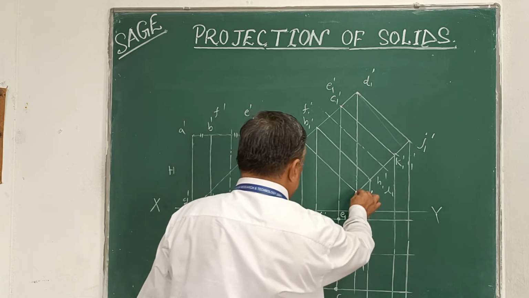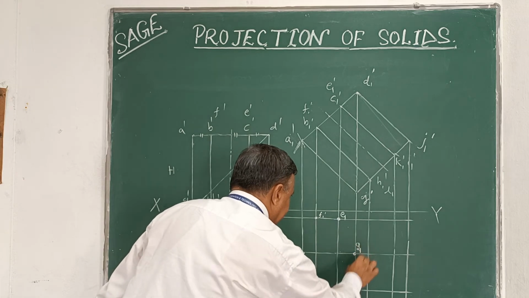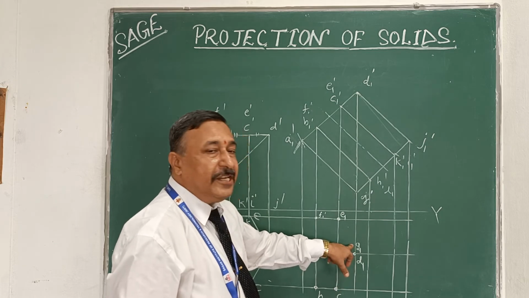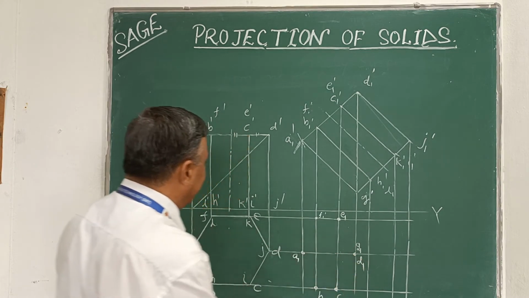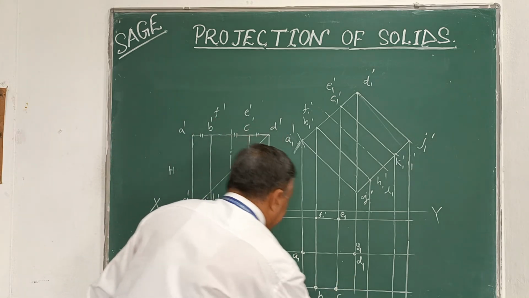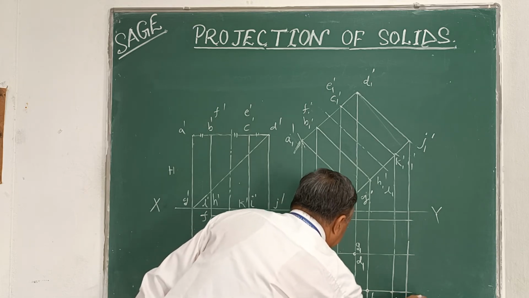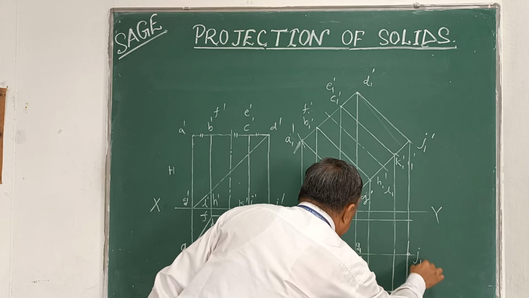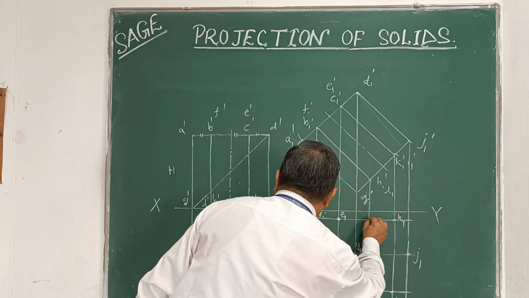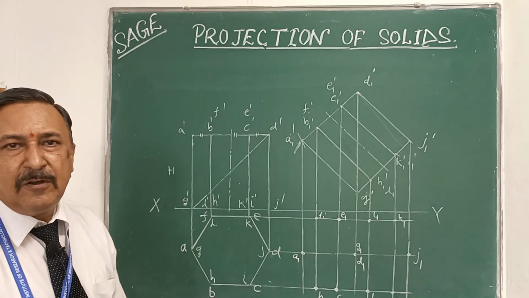Now next, this point is G1. Means what? D and G are on the same position, on the same projector. Now like this, this point is H1, this point is I1, this point is J1, this point is K1 and this point is L1. So these are the intersection points.